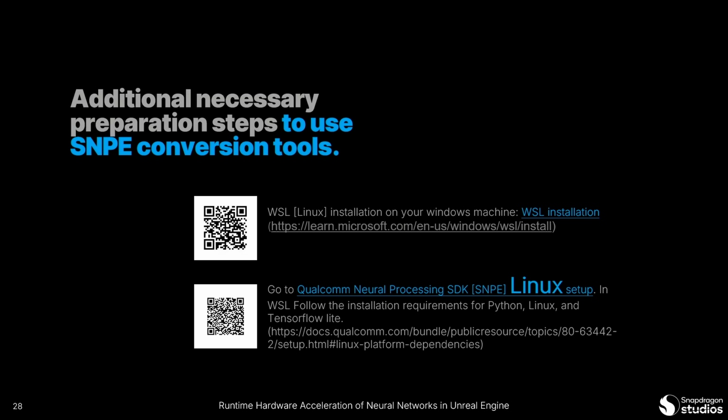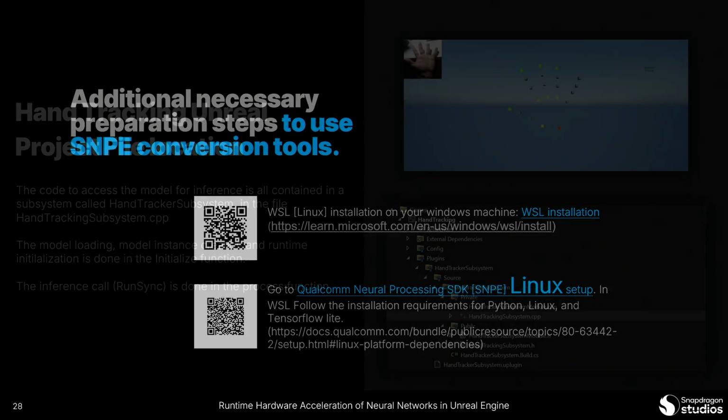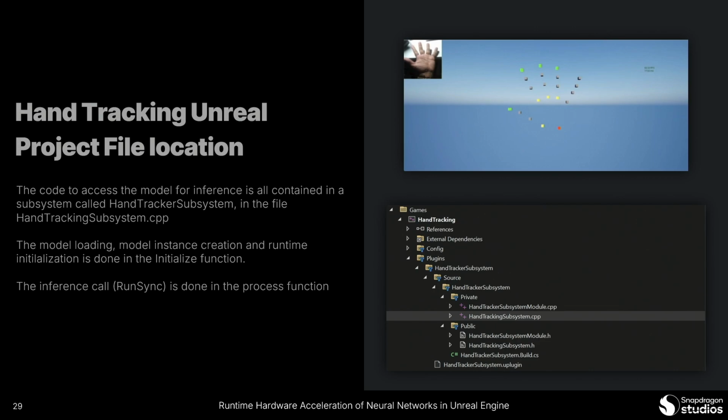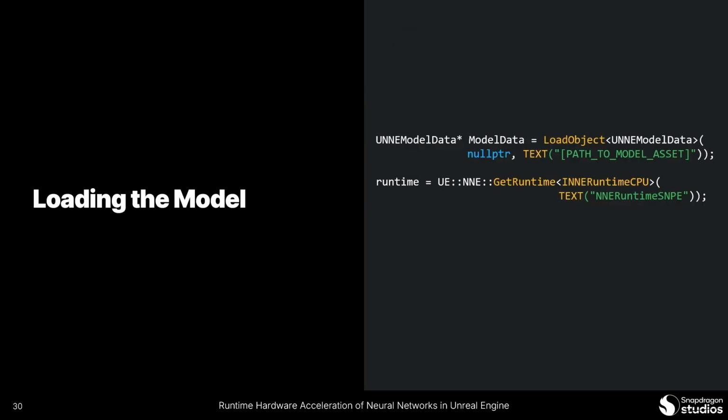So for that, let me show you that the hand tracking model that we are using has a subsystem with all the necessary code already there. So if you want to browse it later, you will see that there is a hand tracking subsystem which has two functions, one to initialize and one to run the model. The initialize will load the model and initialize the input and output buffers, and the process will actually call the inference for that model. So here, this is the actual code of that function.